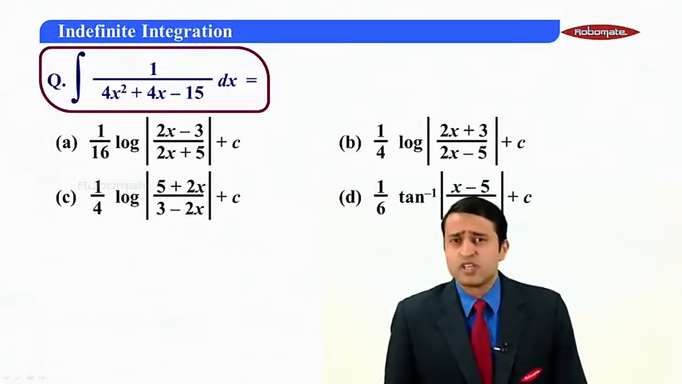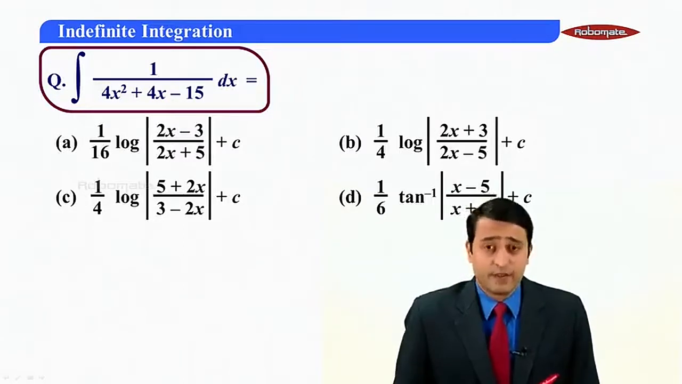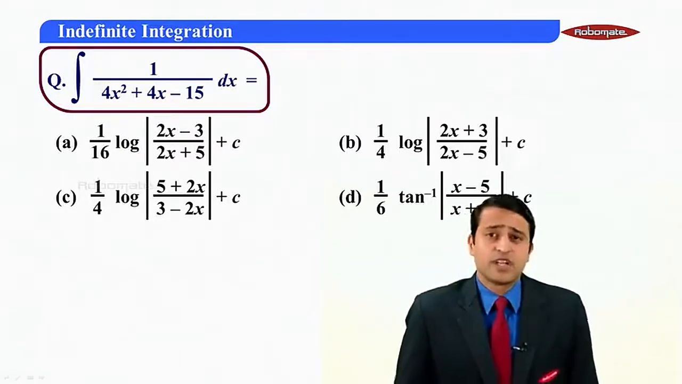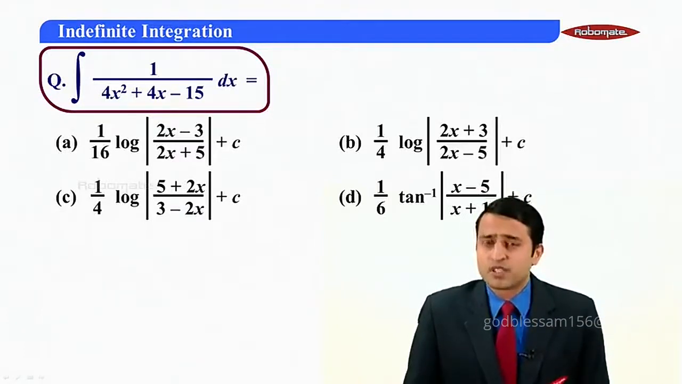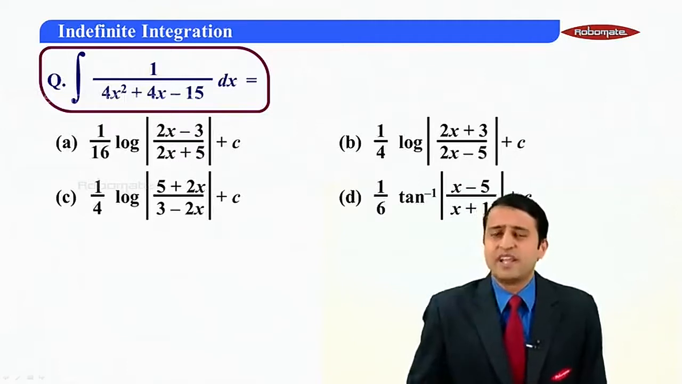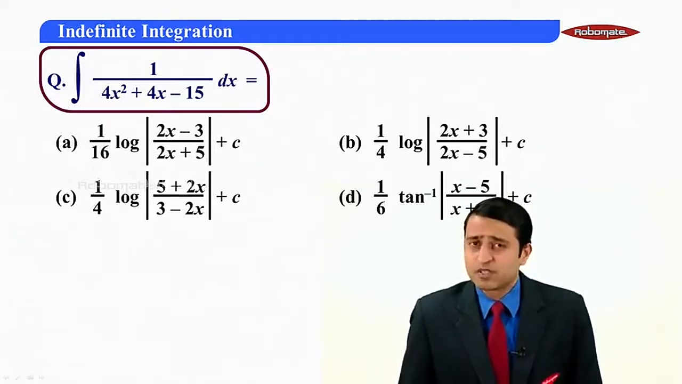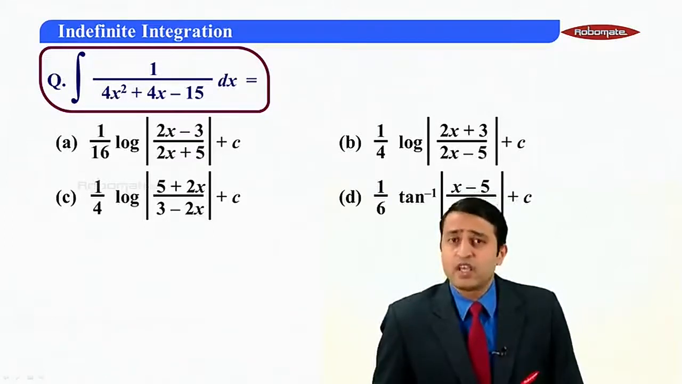Now my dear students, there are 4 options, out of which one of them is in tan inverse. If you observe, option D, which is in tan inverse, has x in both the numerator and denominator, which is not possible. So I may say option D is not the answer. This is just one small hint which I have got by looking at the options. Which is the correct answer? We will see by solving the question.